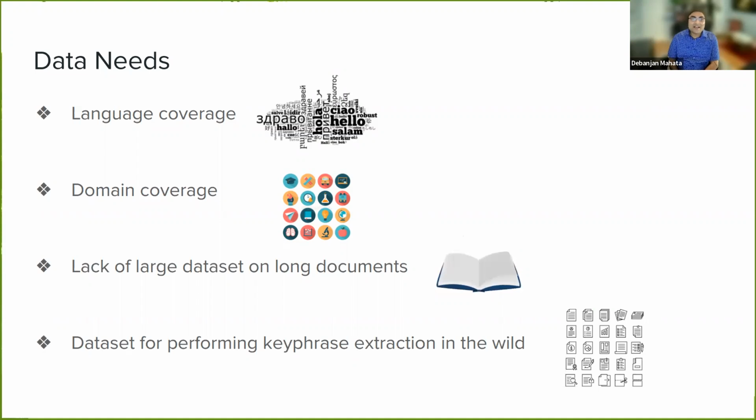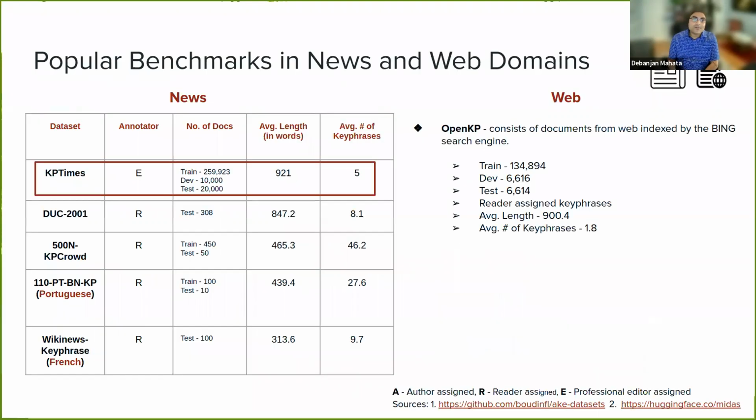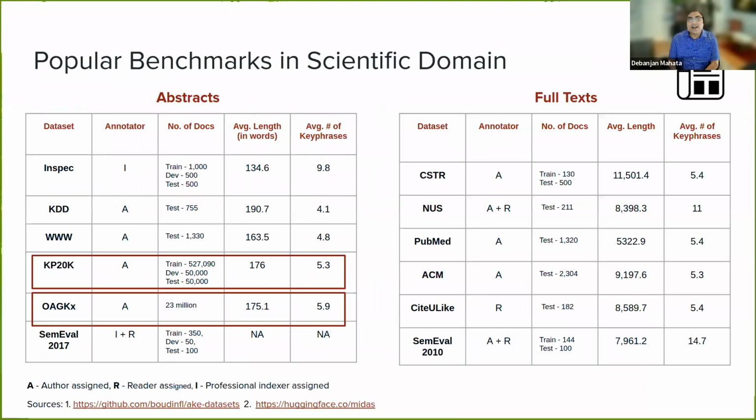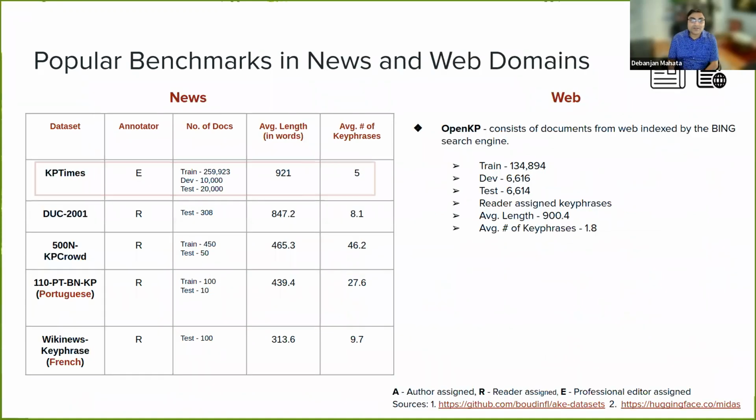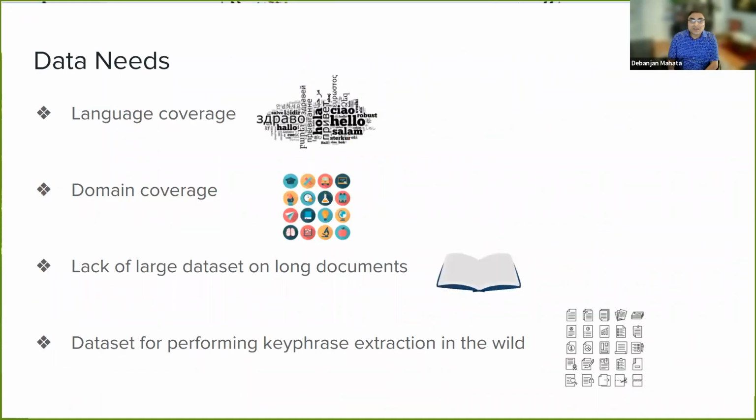There is also a lack of large data sets on long documents. The only large data set consists only of abstracts, and they don't contain the entire scientific document, which is most of the time 20 pages or so. And it's often seen that not all the key phrases can be obtained from the abstracts. Previous studies have reported that.